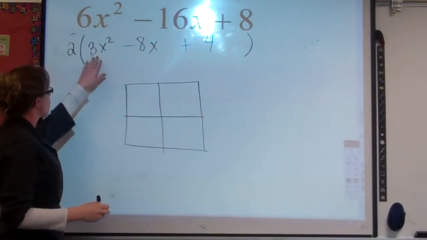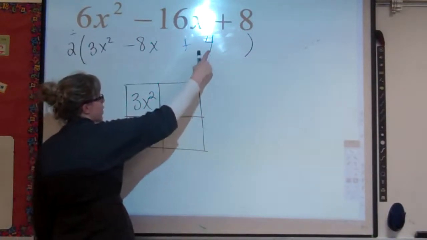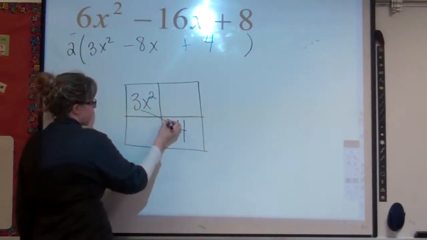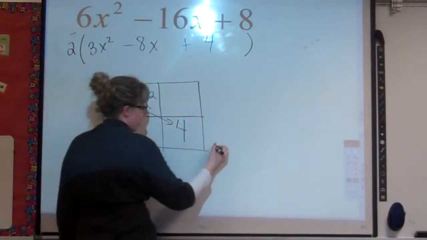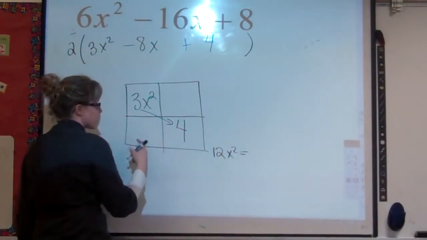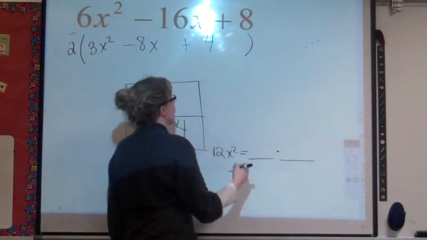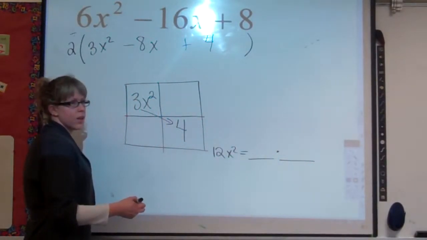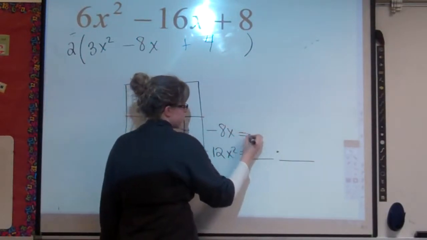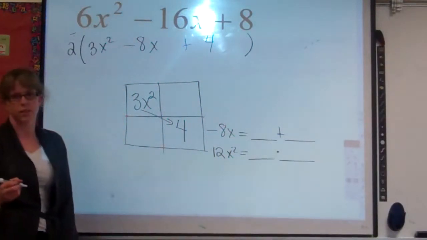So again, I put my first term in my first box. I put my last term in my last box. And then I multiply diagonally. 3 times 4 is 12x squared. So I know that my two missing boxes have to multiply to give me 12x squared. And they have to add to give me what? The negative 8x. These two numbers have to add to give me the middle term, which is negative 8x.